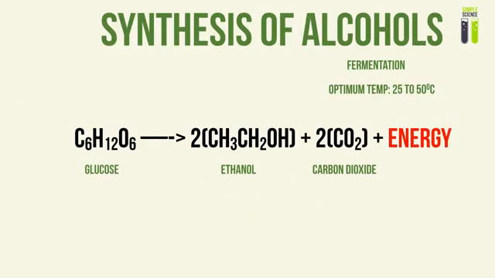Now let's look at the synthesis of alcohols, in which we look at how we can create alcohols. Of course, in daily life you might encounter this method of synthesis known as fermentation. This is what we commonly see as sugar fermenting into alcohol. This method of fermentation is when we ferment glucose, whereby we introduce yeast as a catalyst into glucose at an optimum temperature of 25 to 50 degrees, and glucose reacts to form ethanol and carbon dioxide and energy, whereby energy is stored as ATP.